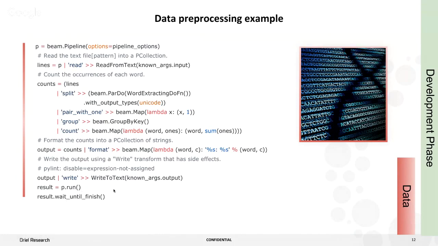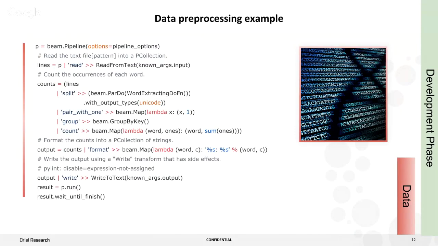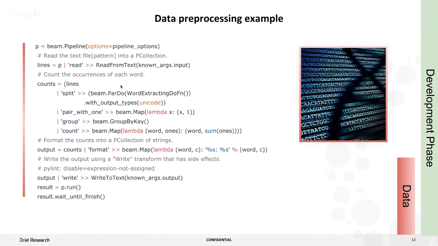If you do it on the cloud, it's going to run on your cloud execution. So there is a way to see this kind of process. It's called data flow visualization. This specific one is not the one that you see here. Here you will see 7 steps that are happening.